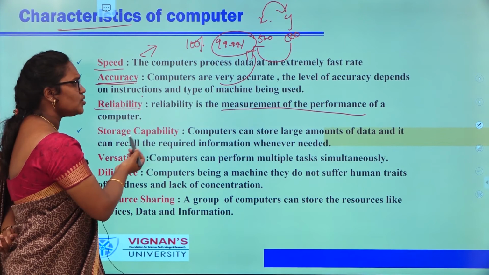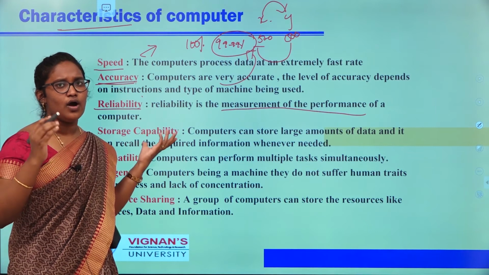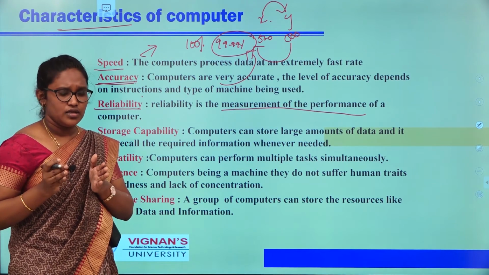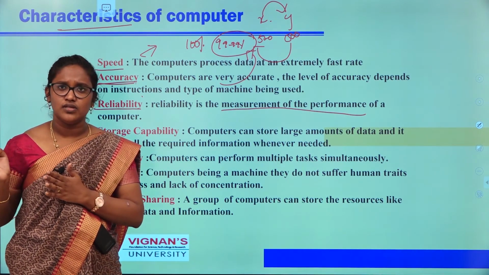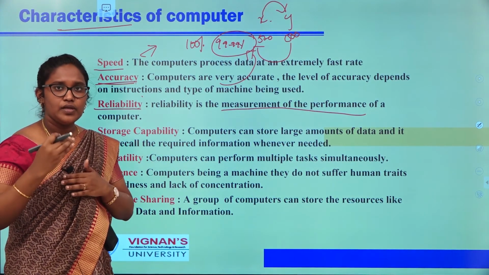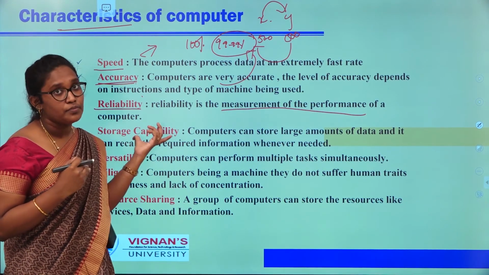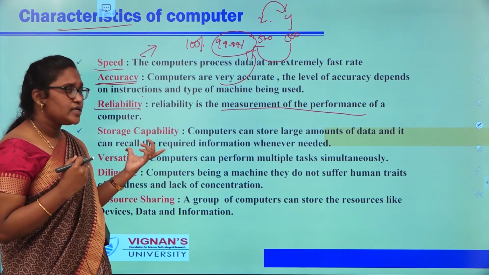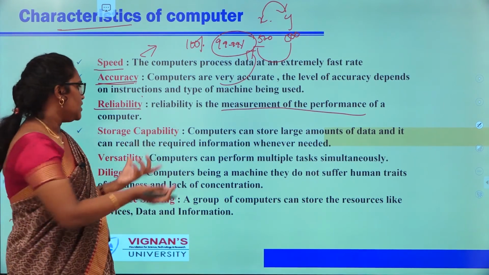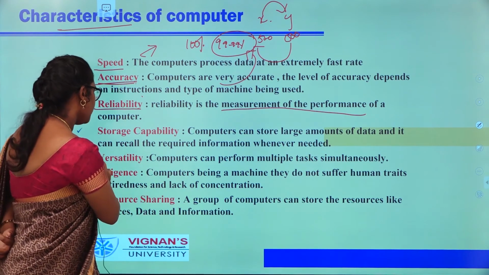Next one, storage capability. If you take all the electronic devices, you have one mobile, another your computer, and another your tape recorder. Obviously, which one will have the capability to store more data? It depends upon the type of computer you are using. Even in comparison with mobile and tape recorder, the computer holds a large amount of data.